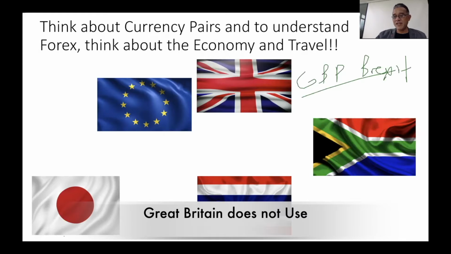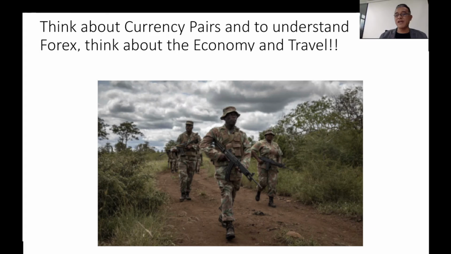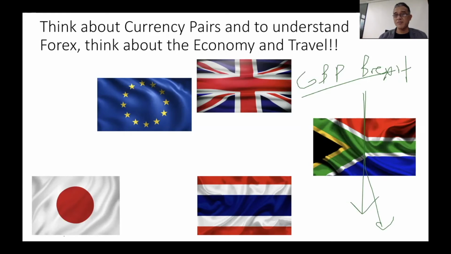And when you talk about the economy, a lot of things are happening in South Africa. You see the currency going down. Why? Because South Africa has a lot of problems in the economy. And when the currency goes down like that, for example, the currency was going down recently because South Africa had to unveil the bailout package for Eskom, okay? Eskom, the power company and all that.